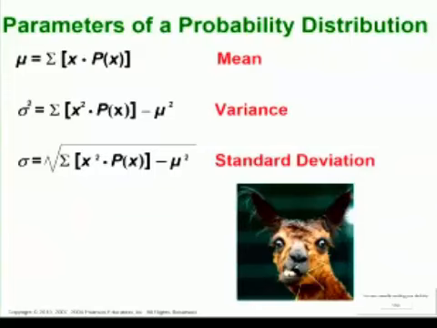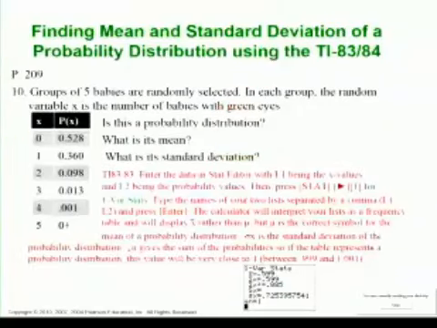Let's talk about how to find the mean, the variance, and the standard deviation for a probability distribution. This probability distribution is a group of 5 babies randomly selected. Going to run in the nursery and grab 5 babies. What are the possible answers to the question, how many of those babies have green eyes? I grab 5 babies. What are the possible answers? 0, 1, 2, 3, 4, or 5. Those are the only answers that make sense to that question.